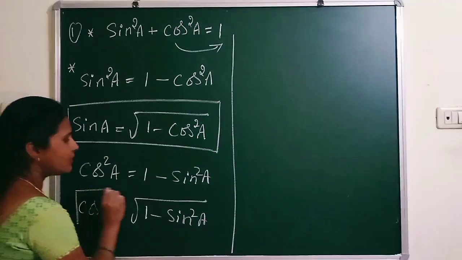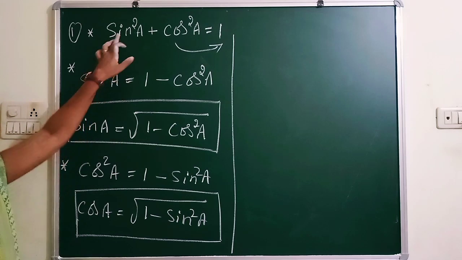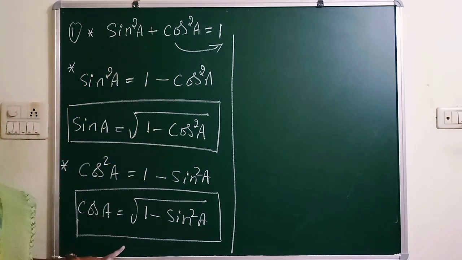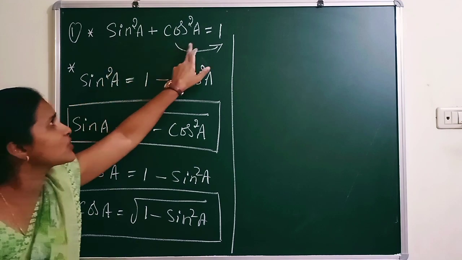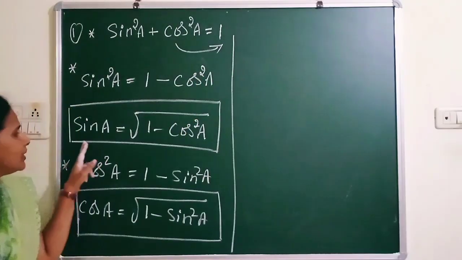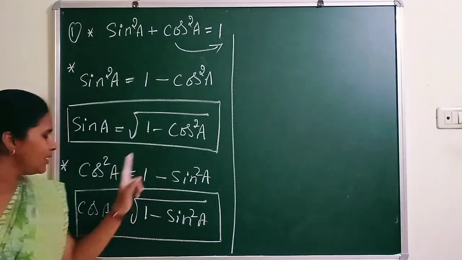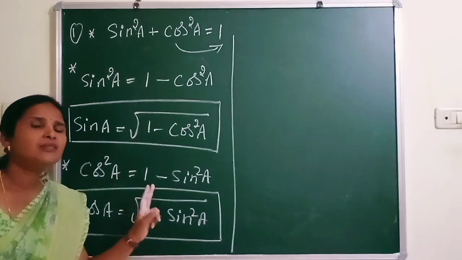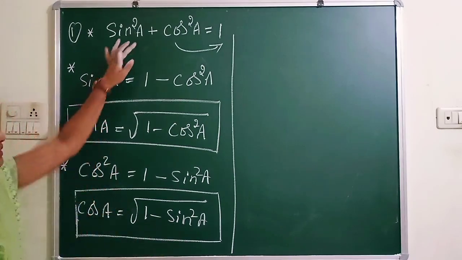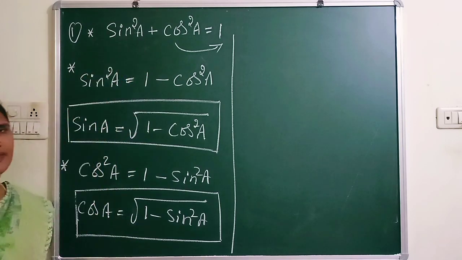So these three you have to memorize. Under one identity you got another two reduced forms. So the first main identity is sin square A plus cos square A equals 1. The another one is sin A equals root of 1 minus cos square A. And the next one is cos A equals root of 1 minus sin square A. So these are the three identities, two identities under the first identity.